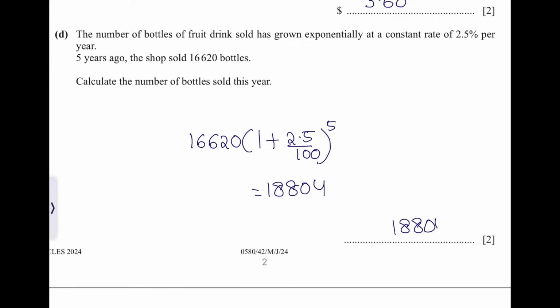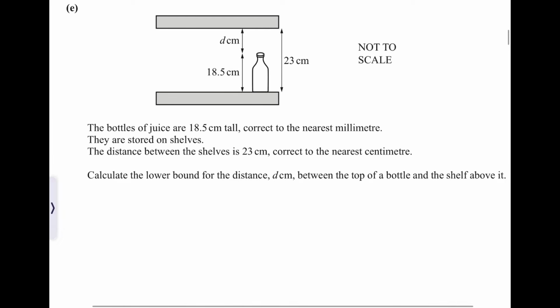There should be no decimal values in that. I hope that's clear. Now moving on to question number, I believe 1E. So the bottles of juice are 18.5 centimeters tall, correct to the nearest millimeter. They're stored on shelves. The distance between the shelves is 23 centimeters, correct to the nearest centimeter. Calculate the lower bound for the distance d, which is between the top of the bottle and the shelf above it.